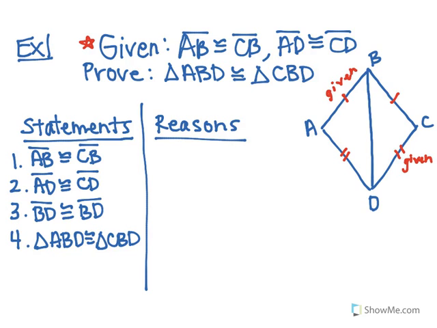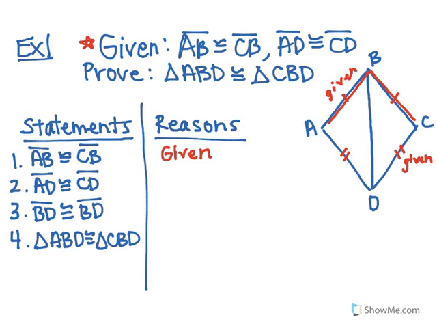Step one says AB is congruent to CB. Well, if I look at my drawing, AB is congruent to CB. We've already written that in, and the reason was given. You're always going to start with some kind of given reason. You can't start proving triangles congruent without some kind of information to begin with. The next one is the same way.